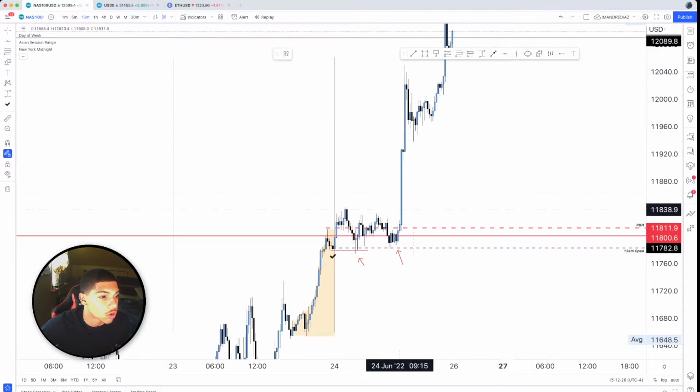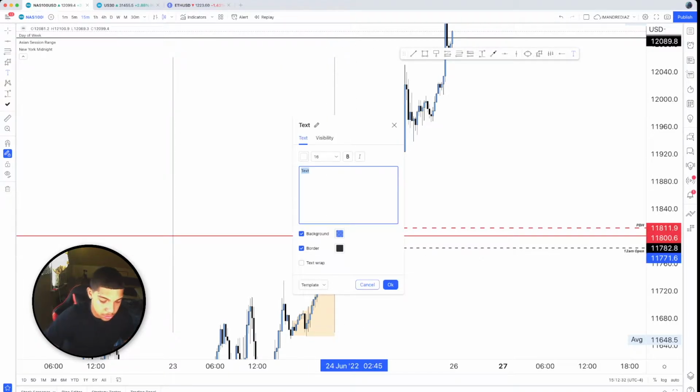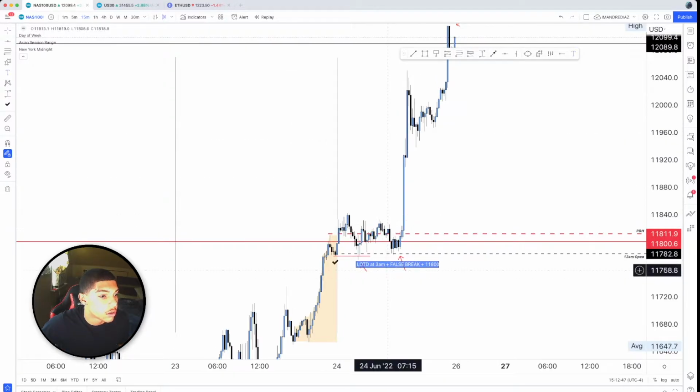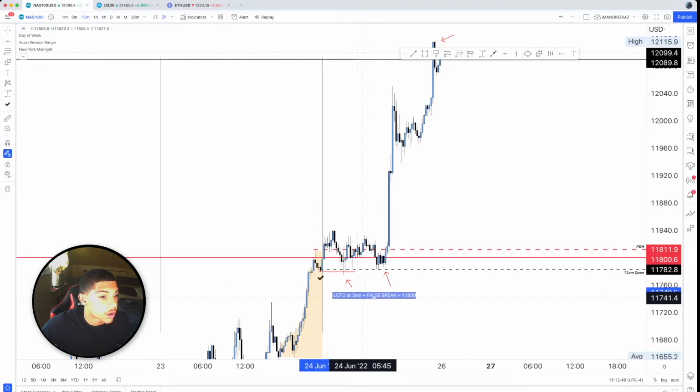And we got this drop below this short-term low, below the 12 a.m. open at 3 in the morning. So let's annotate that. We have the low of the day at 3 a.m., plus we had the false break, along with 11,800 being respected. So from here, after price made this low, price slowly pushed to the top side.